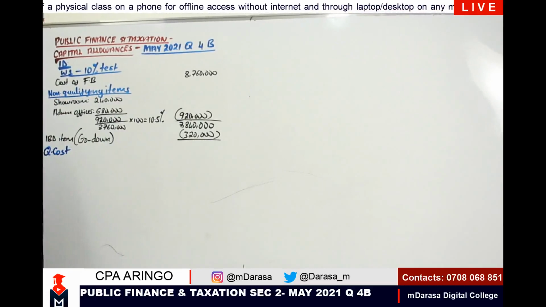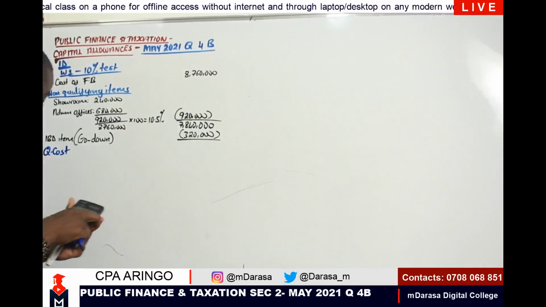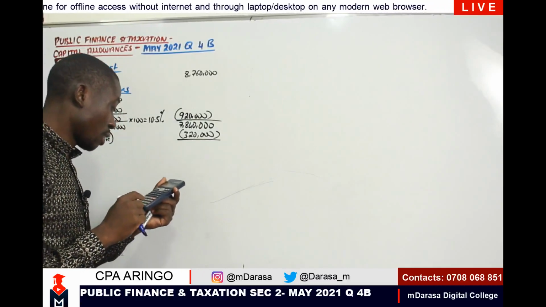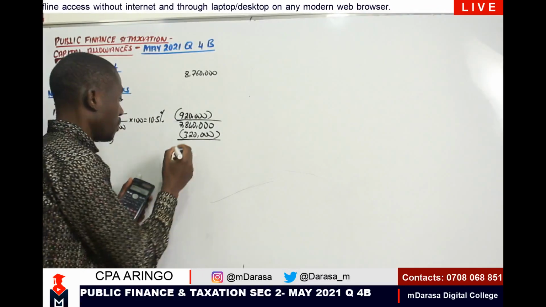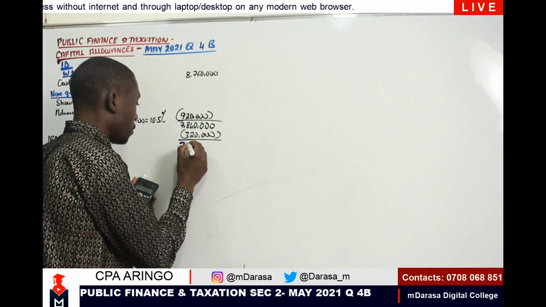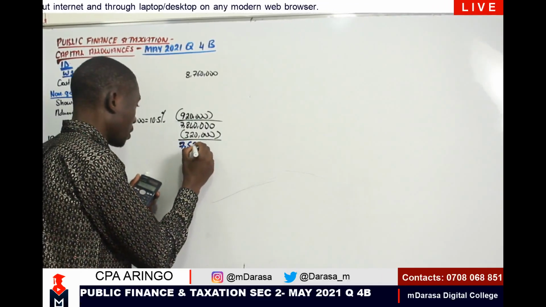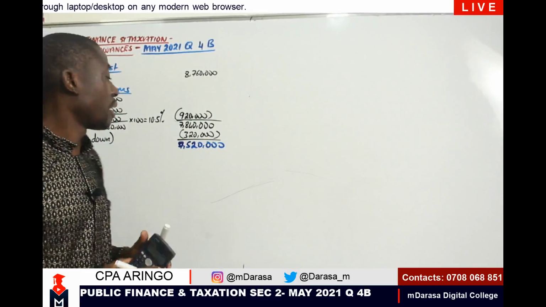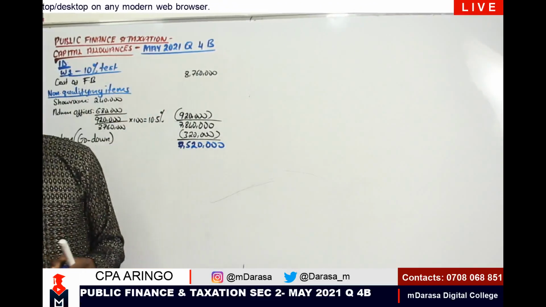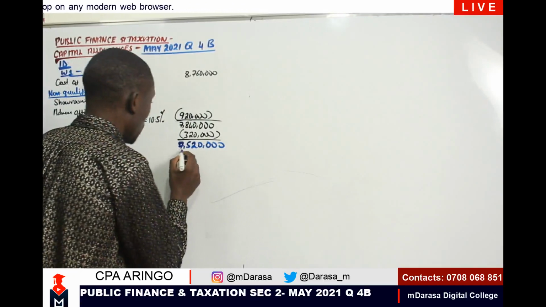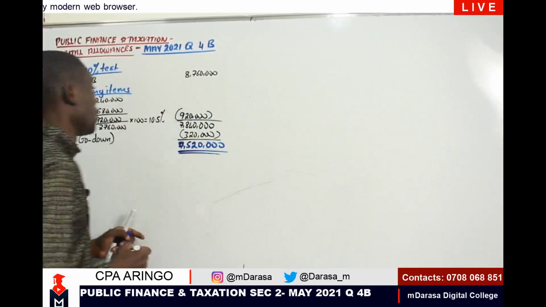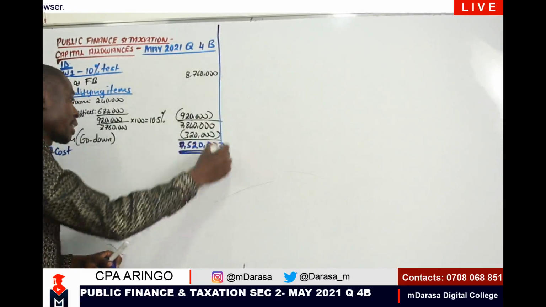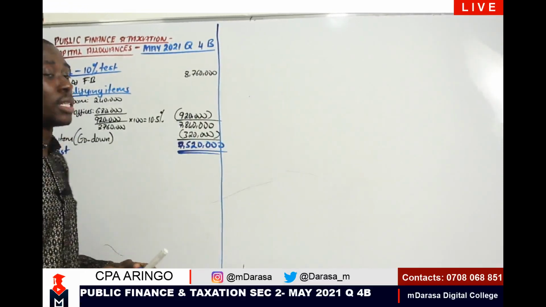My qualifying cost for the factory building, we should be talking of 7,840,000 minus 320 to give me a figure of how much? 7,520,000. That should be our figure for the qualifying cost of the factory building, because that is the area that we needed this working. So directly, that should take us to what?